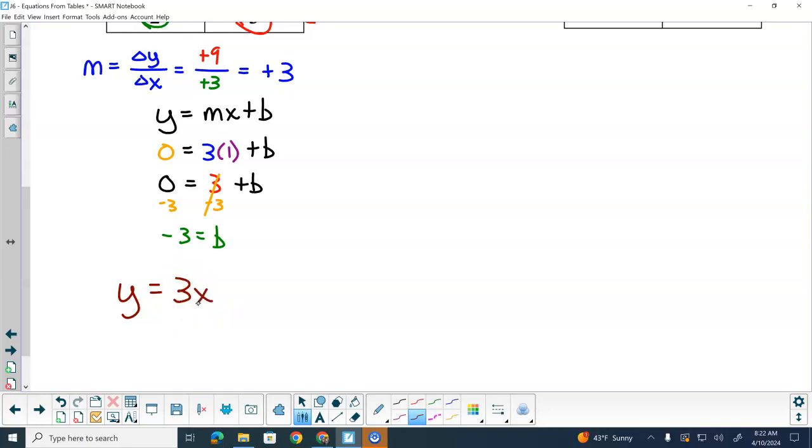So can I just write minus 3? Just minus. Because we could write plus negative, but that's just bad times. We're good at maths. Right?